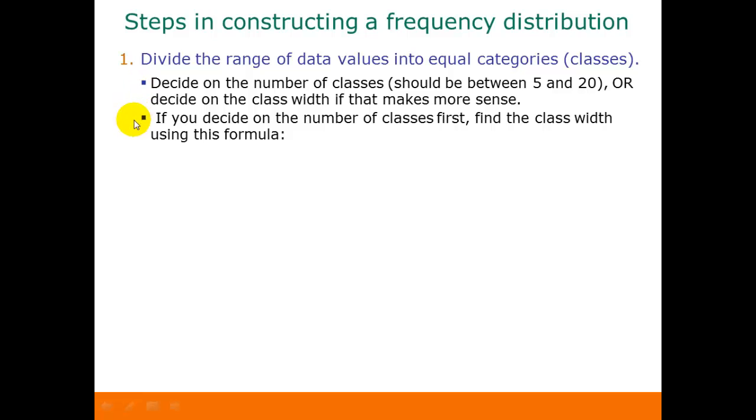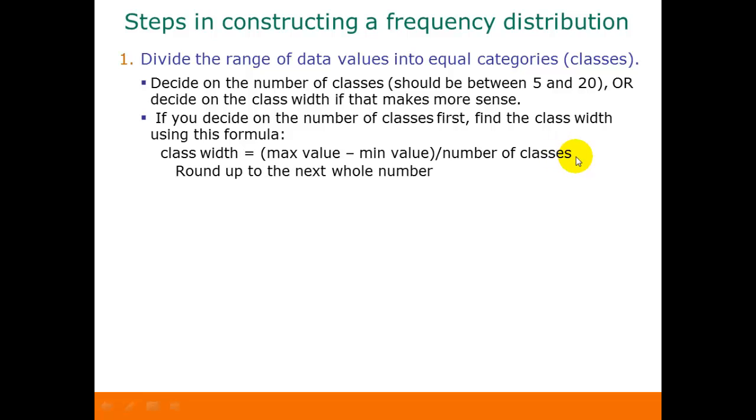If we decide on the number of classes first, then we use that to find the class width. The formula for this is that we take the maximum data value minus the minimum data value, and then we divide that by the number of classes we want to have. Once we get that number, we round up to the next whole number. This is a place that we always have to round up so that we'll get all of our data covered.